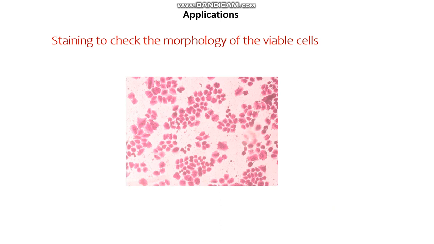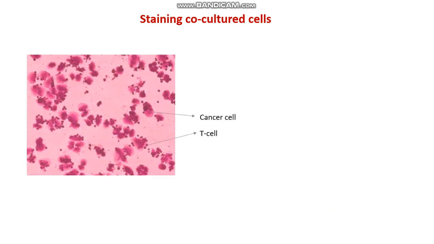If you want to show people a very clear view of your cells, then you can do crystal violet staining. Also, staining co-cultured cells. Here are two different kinds of cells, as you see in the picture. One is a cancer cell, the bigger cell, and the other is a T cell, the small round-shaped cell. When you want to show a binding assay or any kind of co-culture assay, this is a very convenient technique to stain the co-cultured cells.